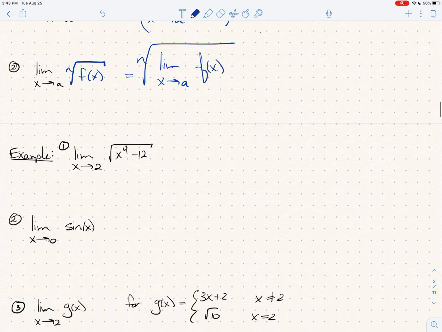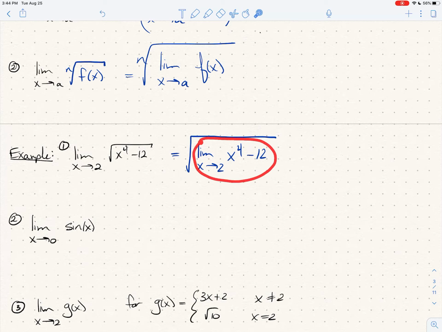So here I want to look at the first one, and I'm taking the limit as x goes to 2 of the square root of x to the fourth minus 12. Immediately, by the previous property of limits, I can write this as the square root of the limit as x goes to 2 of x to the fourth minus 12. And so now I'm focusing strictly on this limit, but this function is a polynomial, and we know that polynomials always satisfy the direct substitution property, and so I can plug in 2. I get 2 to the fourth is 16 minus 12 is 4, and so this is exactly the square root of 4, which is just 2. So that one worked out nicely.